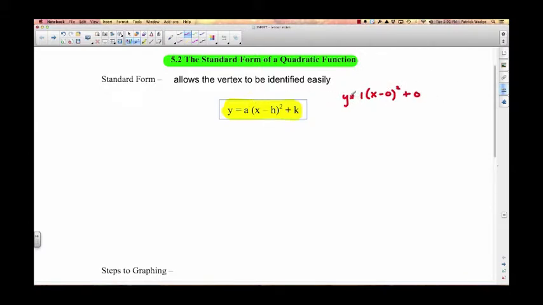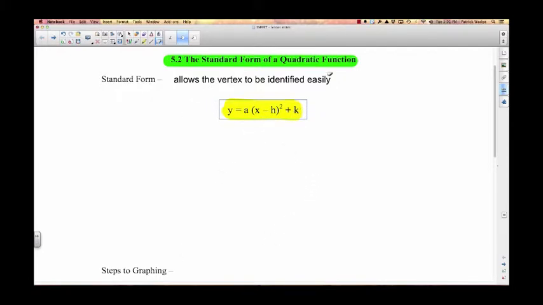If a is 1, h is 0, and k is 0, I could eliminate some of the stuff. I don't need to put plus 0, I don't need to put the minus 0, and I don't even need to put the 1. So all I would have is y equals x squared. It would be the mother function. So the mother function is just the case where a equals 1, h equals 0, and k equals 0. But what happens if a doesn't equal 1, h doesn't equal 0, and k doesn't equal 0? In other words, what effect do these parameters, the a, the h, and the k, have on the mother function? So that's what we're going to check out next.